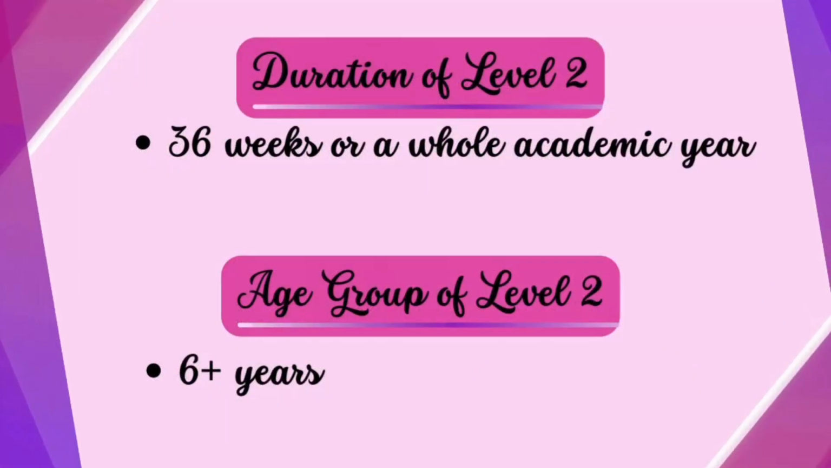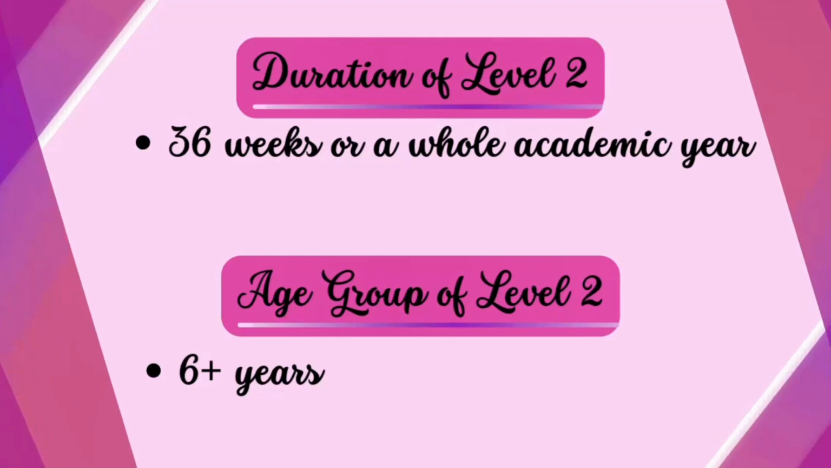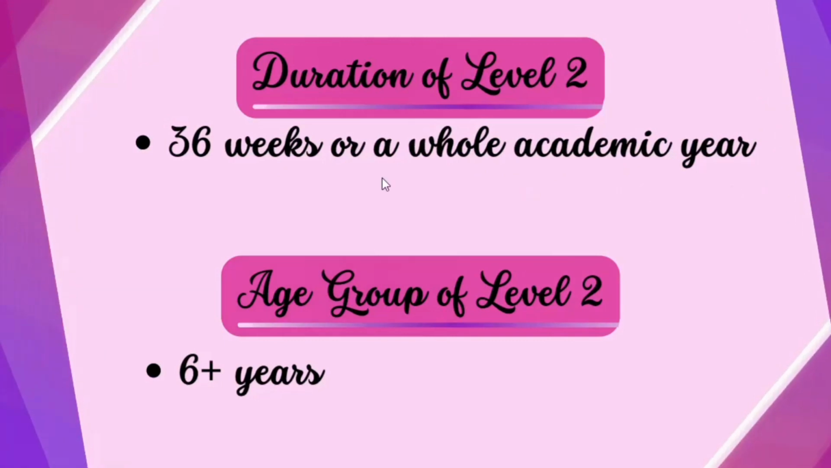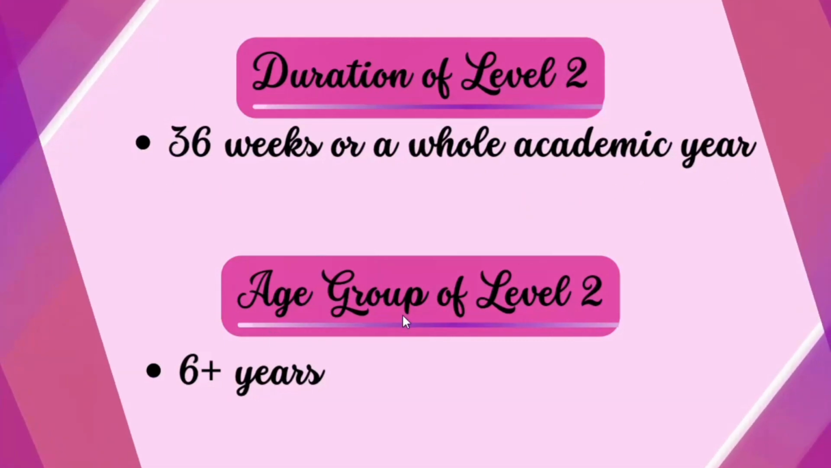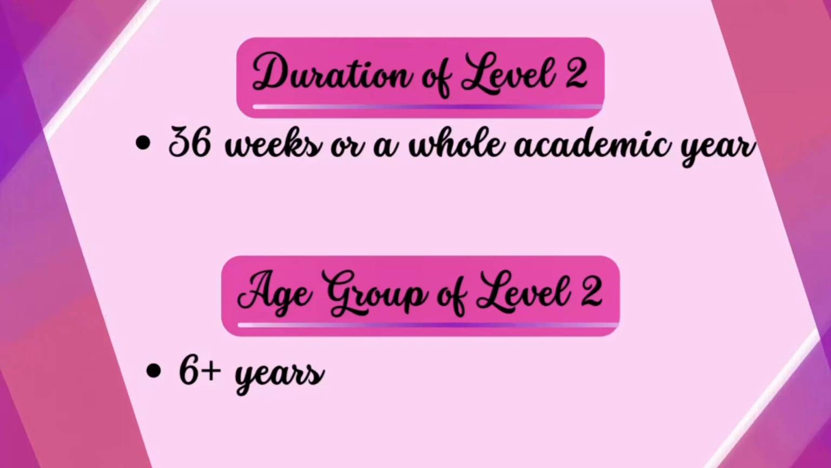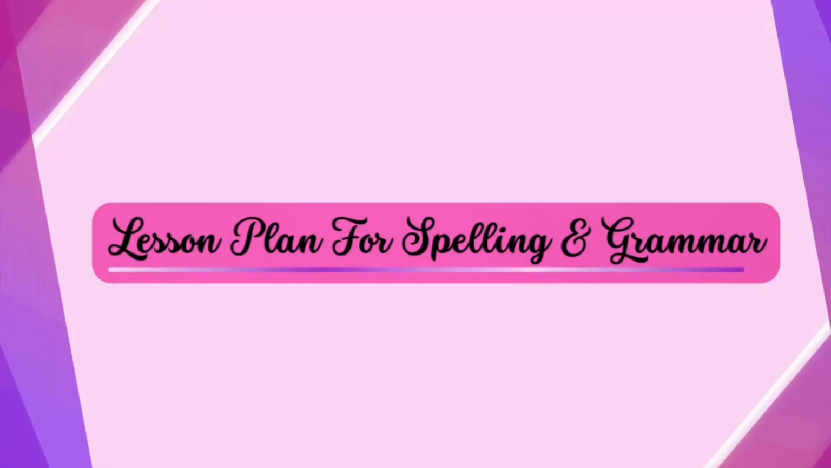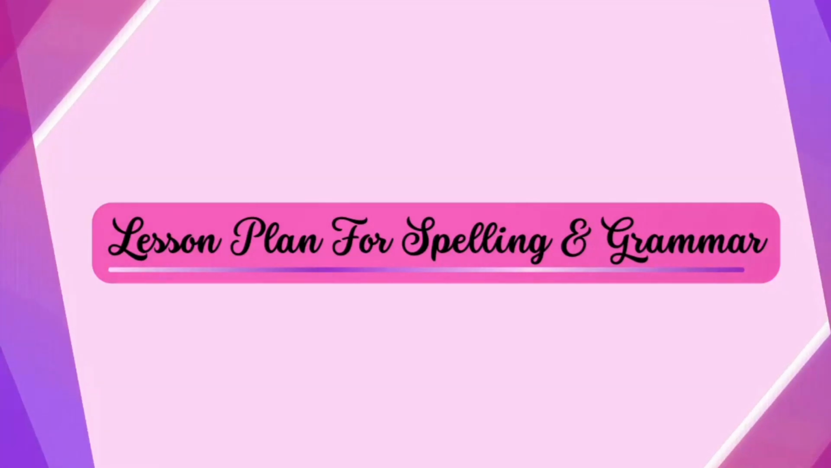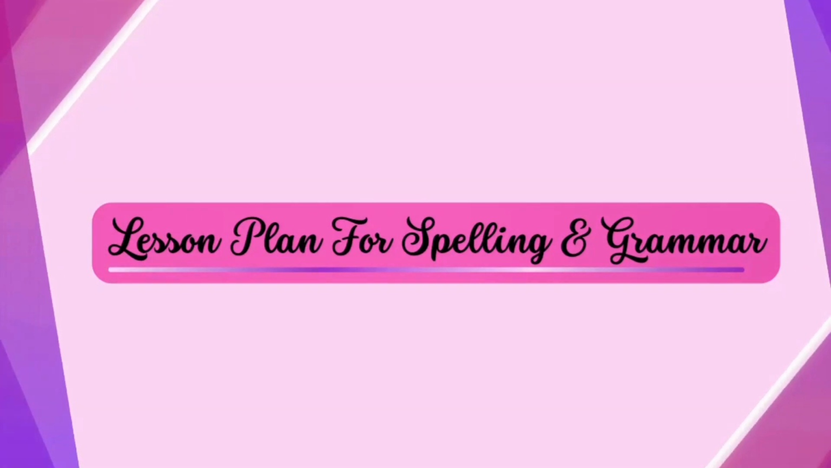Now the next 2 questions, duration of level 2 and age group. The duration of the course is 36 weeks, or a whole academic year. 36 weeks make a whole academic year. The age group of level 2 is 6+. You can teach it to 6 to 7 year olds. Got it? Now let's see the lesson plans for spelling and grammar. I'm just giving you an overview of the topics that we shall be covering in detail in this video.